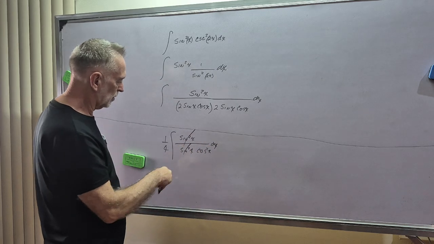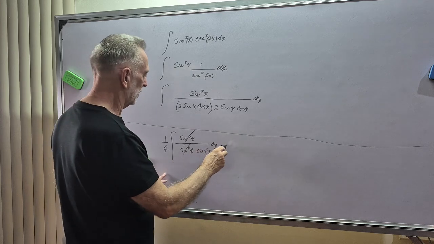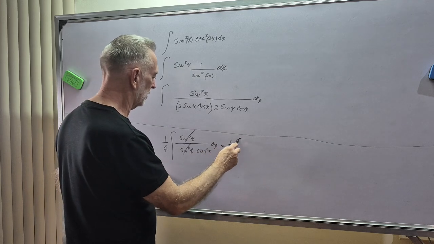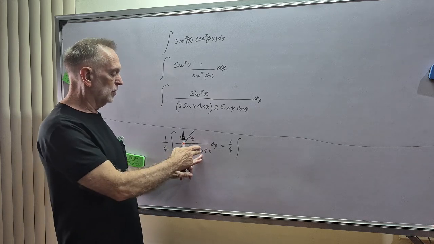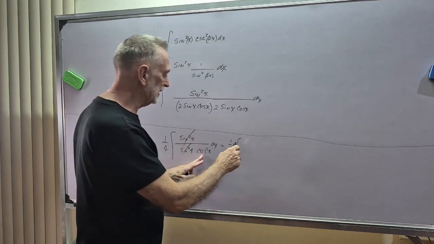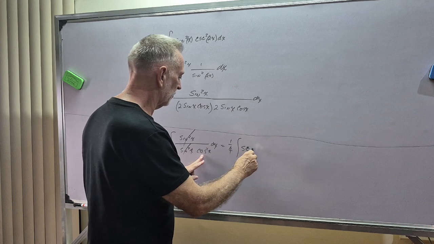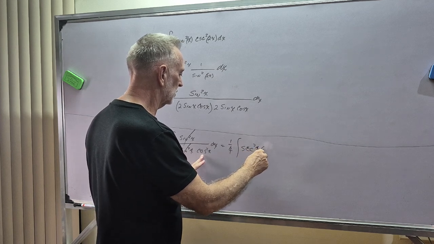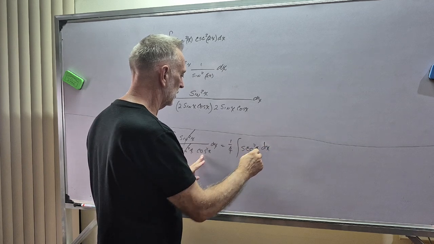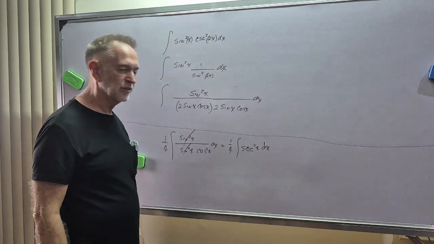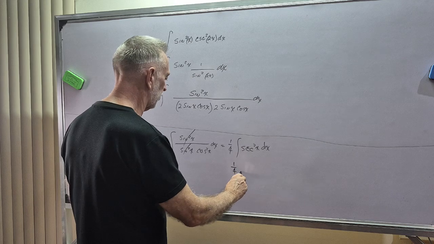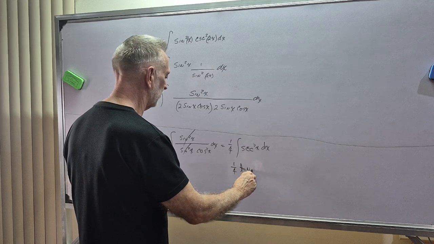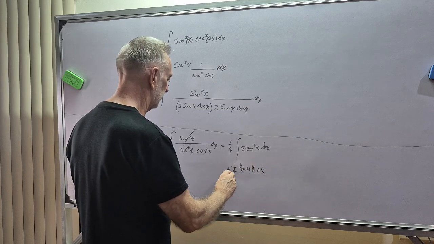So the sine squared cancel, and I'm left with 1/4 the integral 1 over cosine squared. Well, 1 over cosine is secant, so I have secant squared x dx. What's the integral of secant squared? Tangent. Wow. So I have 1/4 tangent x plus c.